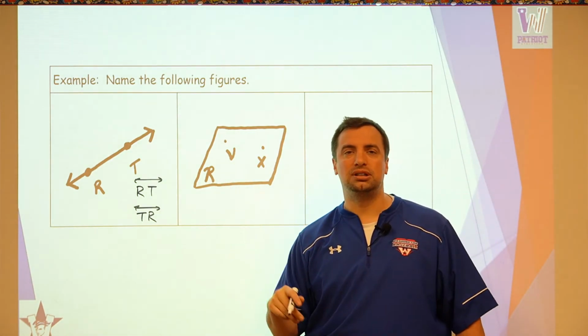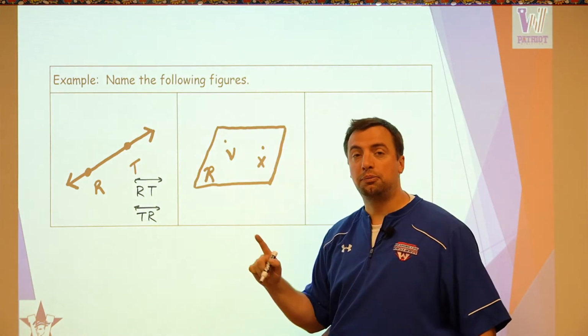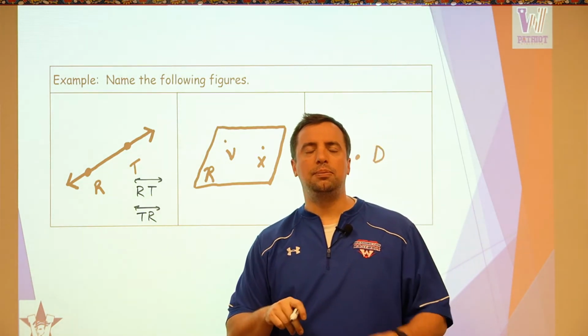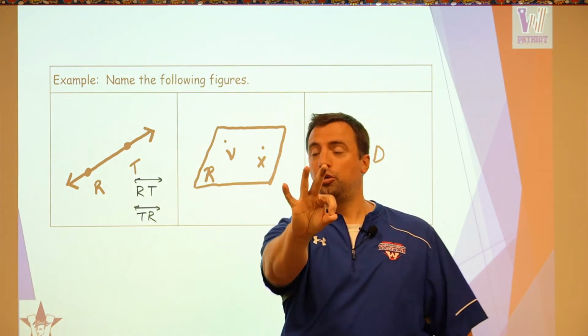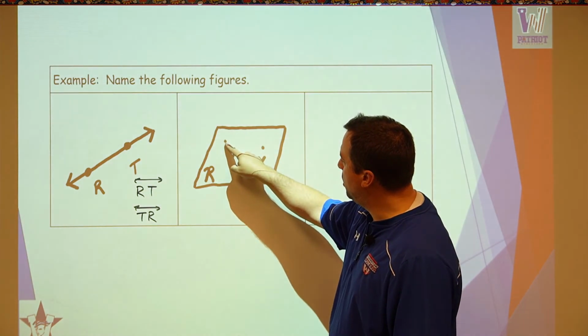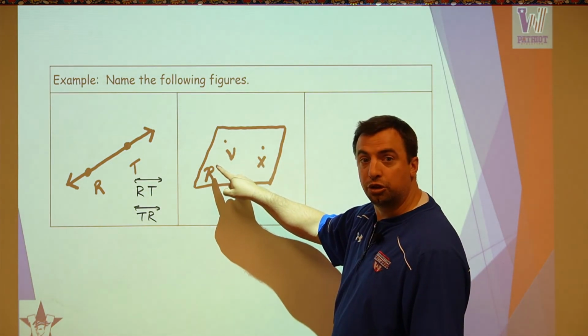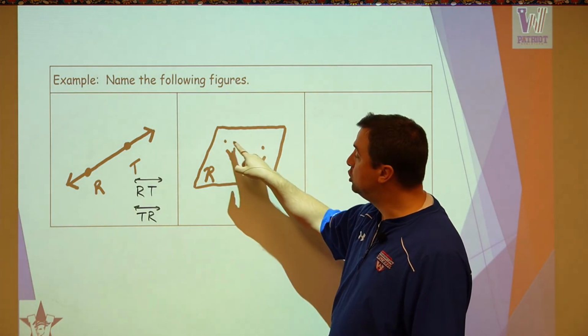Well, what is this a picture of? Yeah, it's a picture of a plane. It's a picture of a plane, but we've got to be careful. How many points do we need to name a plane? 3 points. We need 3 points to name a plane. Let's see what we've got. We've got 1 point, 2 points. There isn't a third point. I have 3 capital letters, but I only have 2 points.